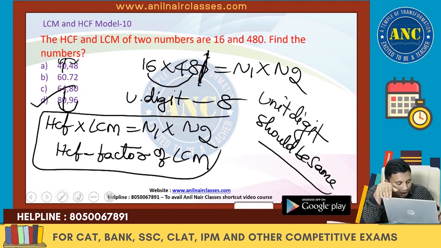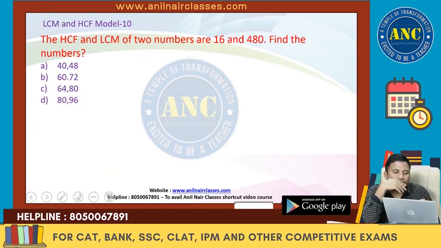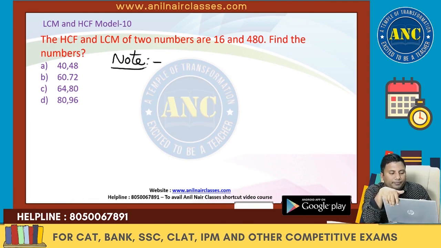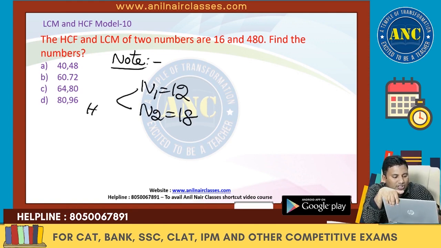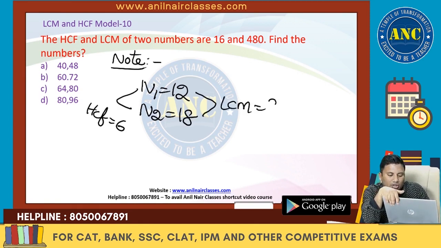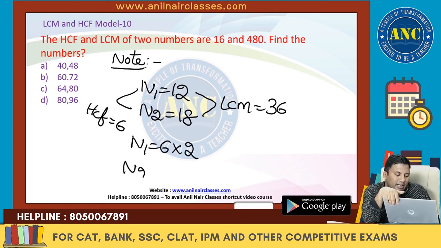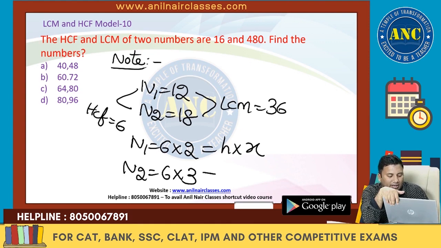In case you want to use the traditional method, write down a note. N1 is 12, N2 is 18, HCF is 6, LCM is 36. 12 can be written as 6 into 2, and 18 can be written as 6 into 3. 6 is nothing but the HCF of 12 and 18.